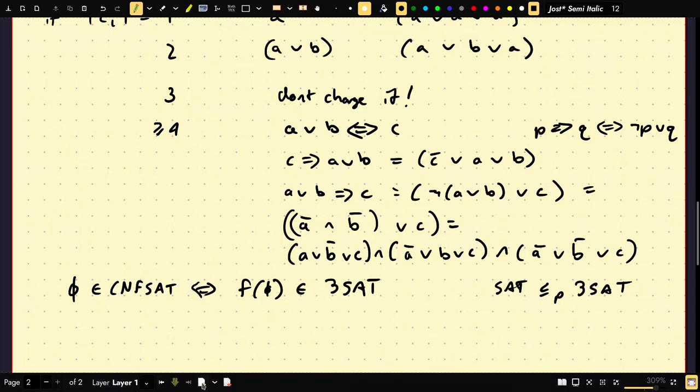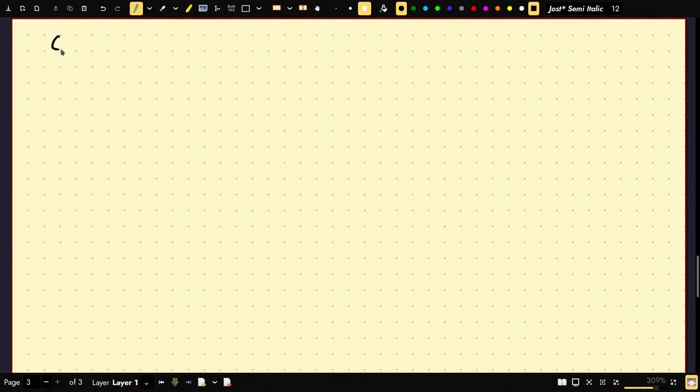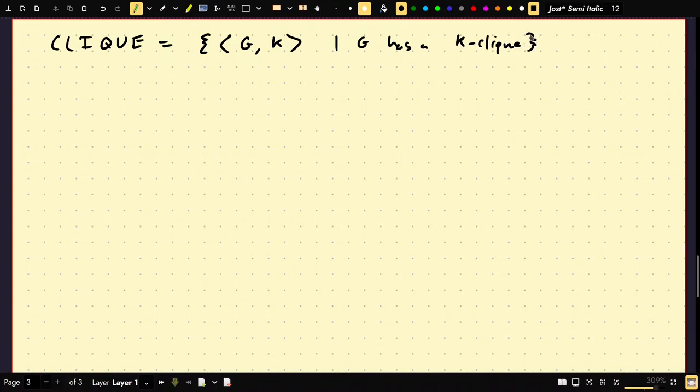Okay, now let's do an interesting language. That's enough with Boolean formulas for now. The language clique is a graph theoretic one. This is a combinatorial problem. This is the set of all graphs and some integer k such that G has a k clique. You may need to refresh yourself on some graph theory. A k clique is a subgraph of size k which is complete. So we can prove that clique is NP complete by reduction from 3SAT.